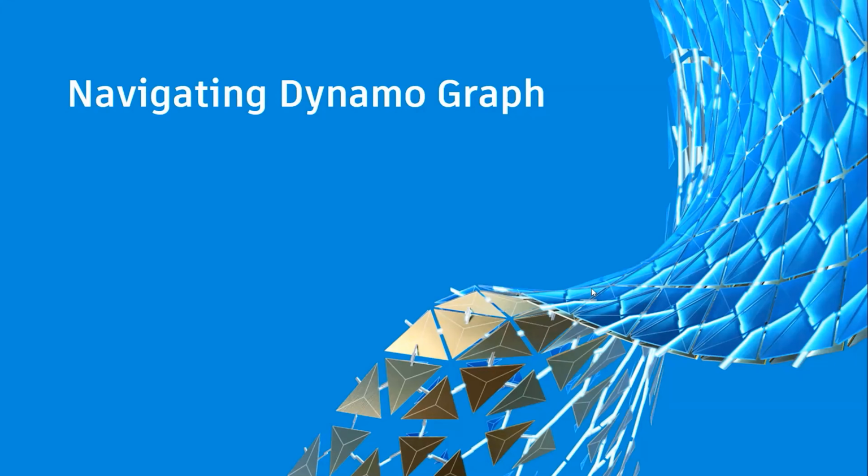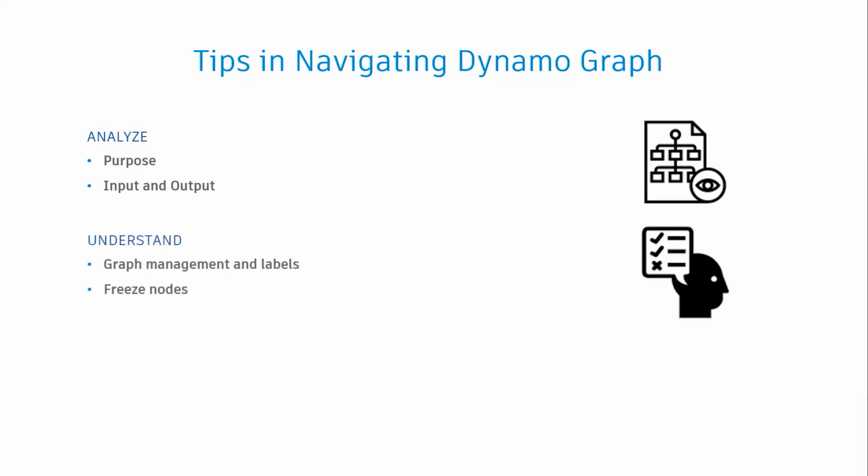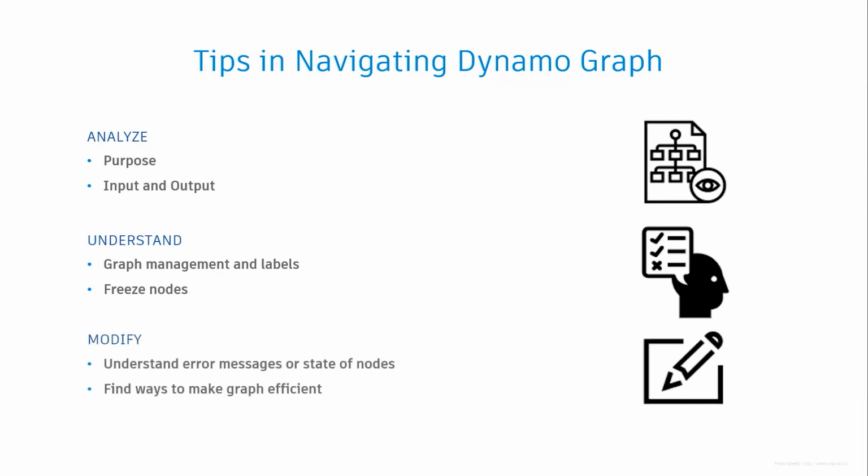Tips in navigating your Dynamo graph. It is important to analyze what the purpose of this graph is. What are the inputs needed and what are the outputs? After analyzing, you need to understand the graph. Structure the nodes with groupings and run the graph step by step by freezing nodes. When you are modifying, look for ways to make the graph as efficient as possible. You need to understand error messages or the state of a node. That will help you debug any errors.